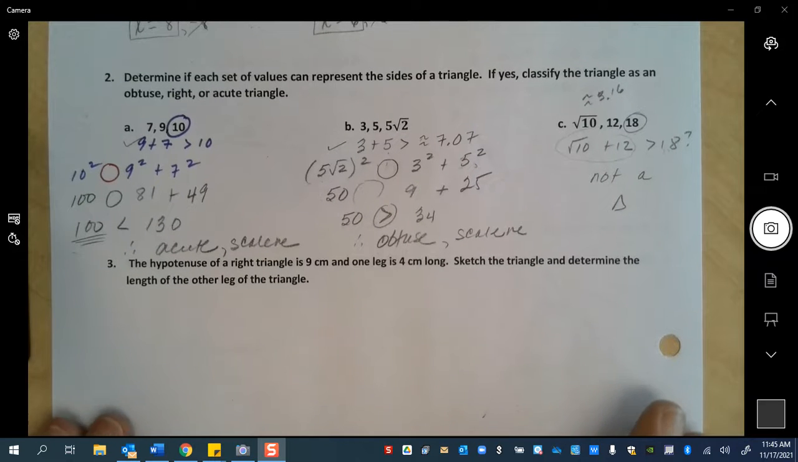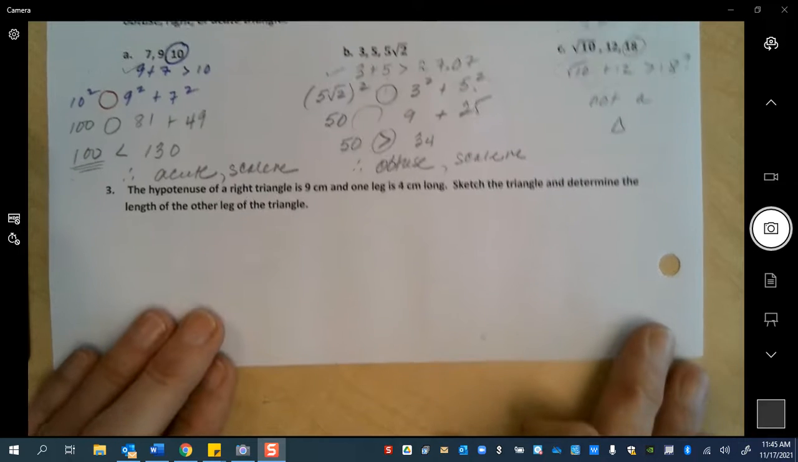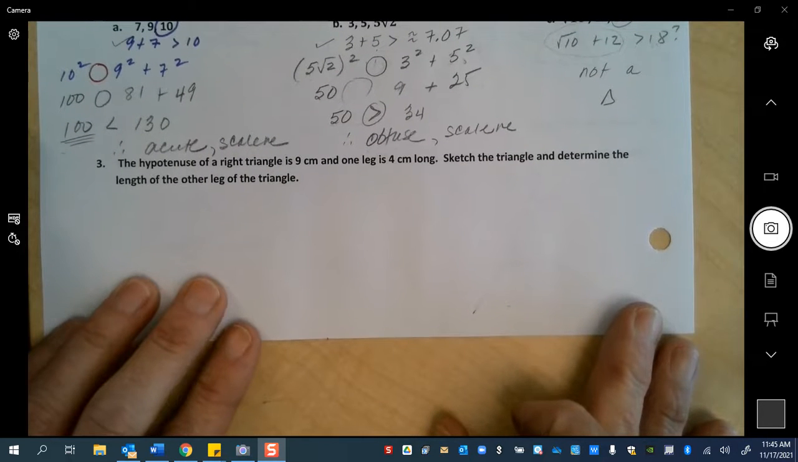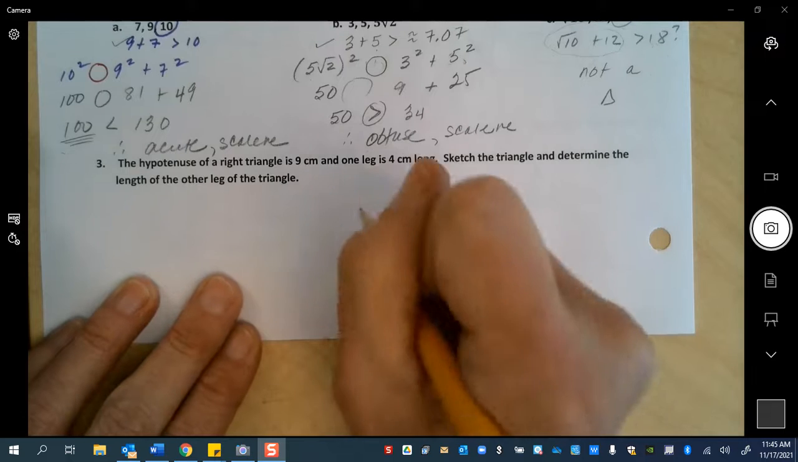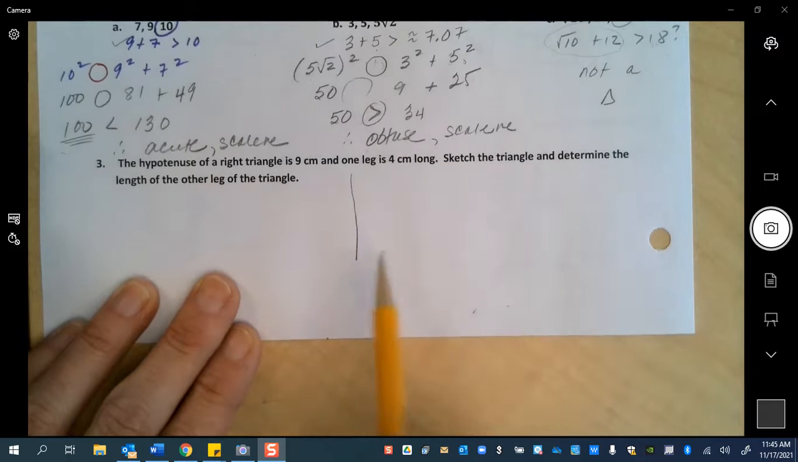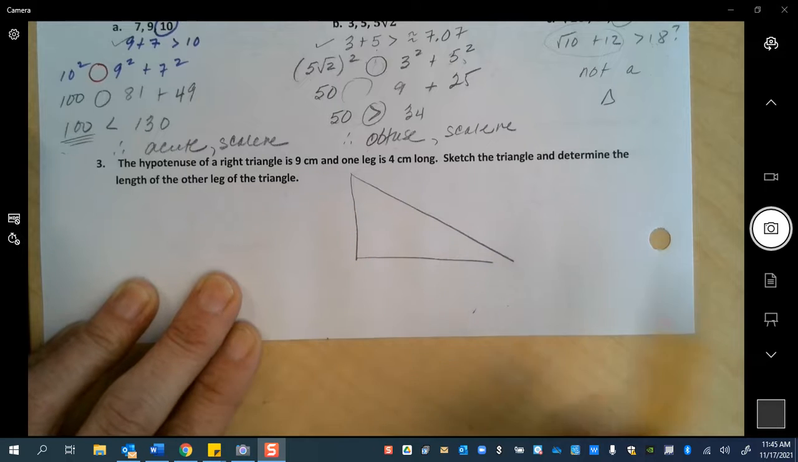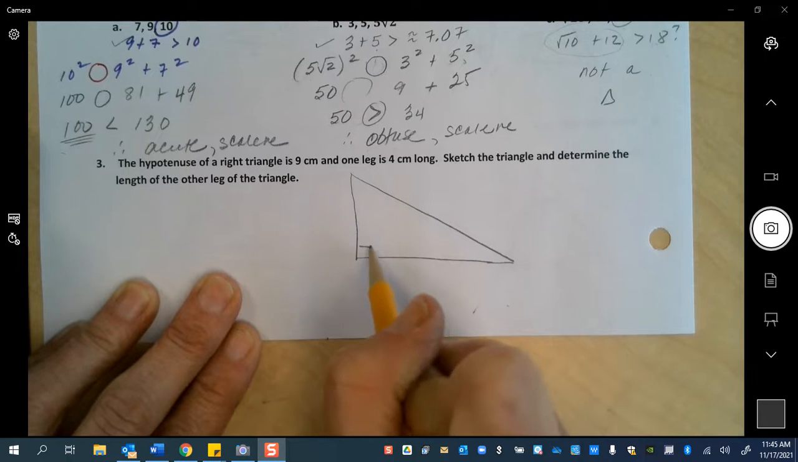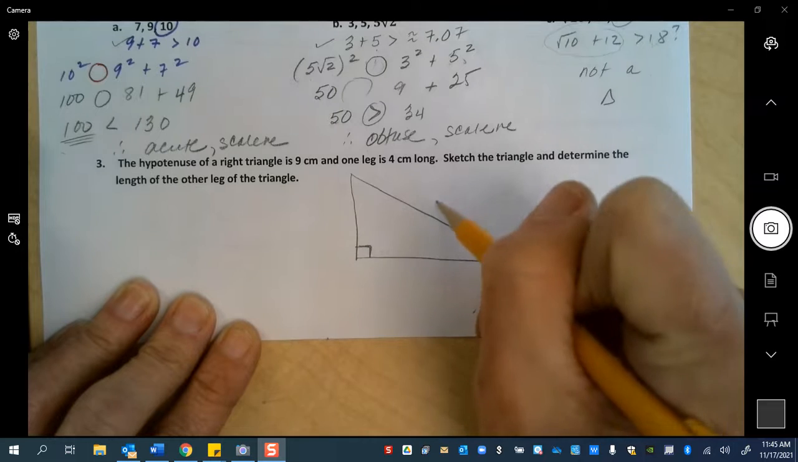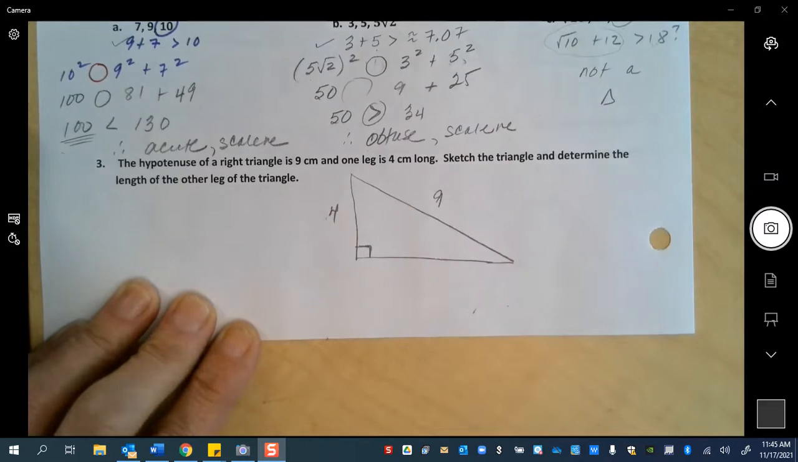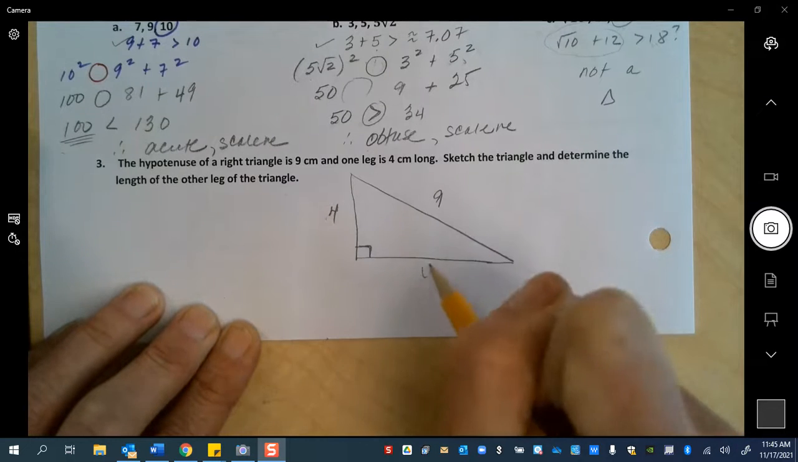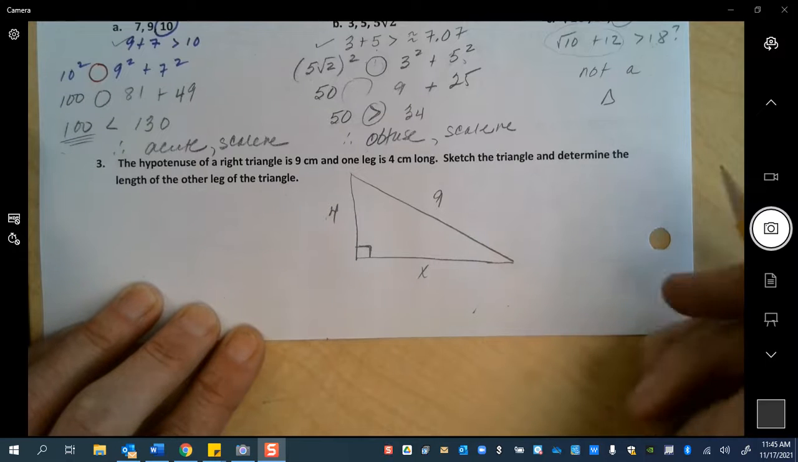All right, next up, the hypotenuse of a right triangle is 9 centimeters. One leg is 4 centimeters. Sketch the triangle. So go ahead and sketch any right triangle. It doesn't matter what it looks like. Your hypotenuse is 9 and one leg is 4. Determine the length of the other leg. I'm just going to call it x.